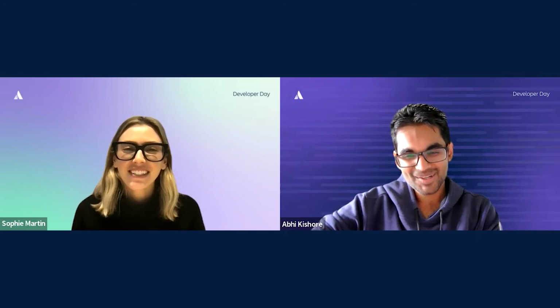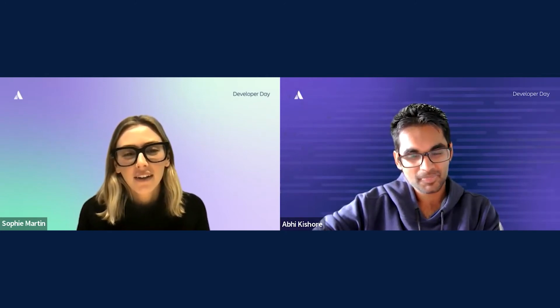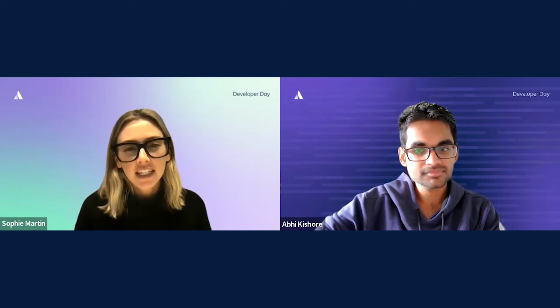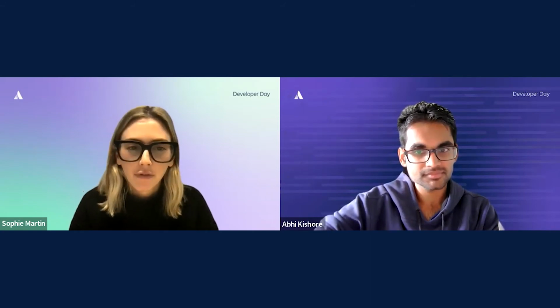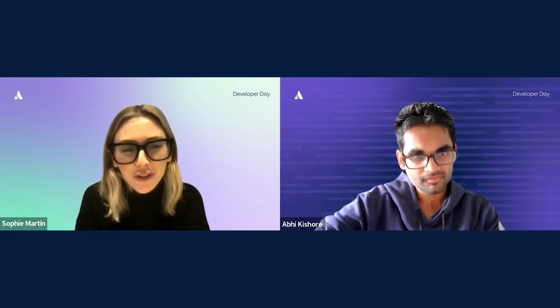Yeah, that's right. Great. So let's shift gears and talk about security and compliance. What did your investment in compliance look like before Forge and now that you're on Forge?